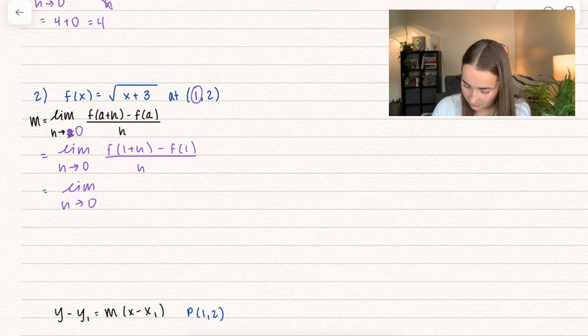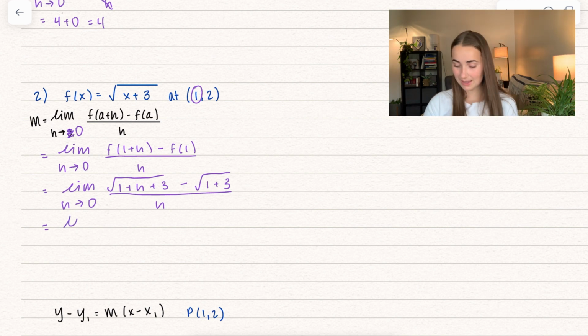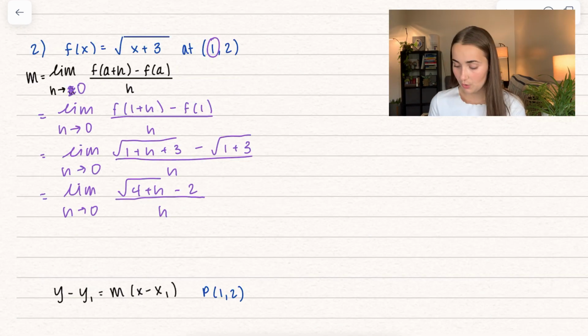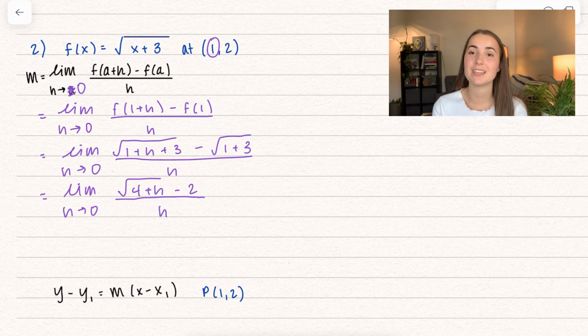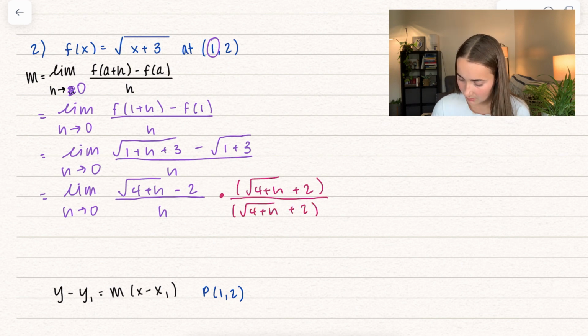When I plug this into my function, I get the square root of, instead of x plus 3, 1 plus h plus 3, minus f of 1. I plug in 1, I get 1 plus 3. That h in the denominator stays the same. I'm going to go ahead and simplify this out a little bit. Okay, so what we need to do here is we want to get rid of that h in the denominator because we can't plug that in, right? So what I want to do is multiply both the numerator and the denominator by the conjugate. So I'm going to multiply it by the conjugate of the numerator. Here I get the square root of 4 plus h plus 2, and I'm going to multiply the denominator by the same thing. Let me go ahead and work that out.